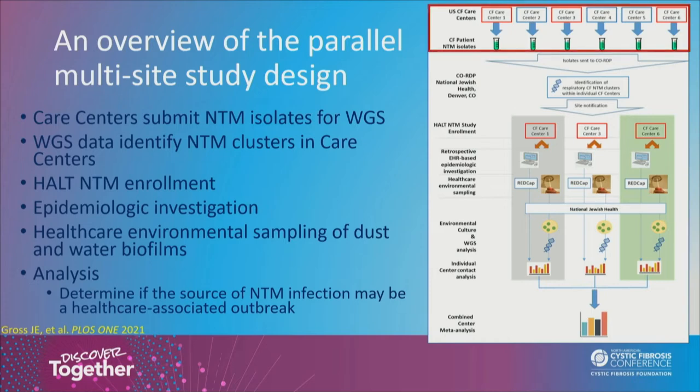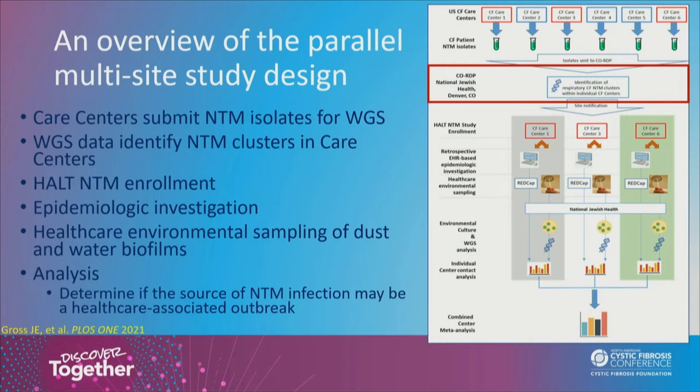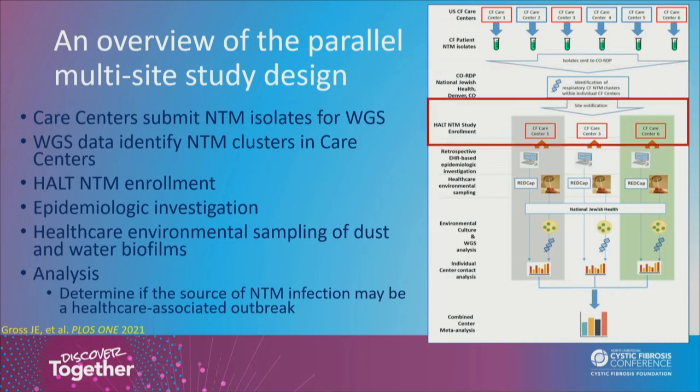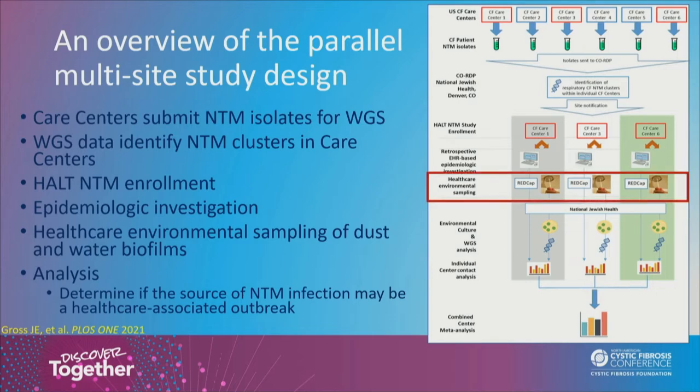This is an overview of the parallel multi-site study design, and I'm just going to walk through this with you. CF care centers across the US were able to submit NTM isolates to National Jewish for research purposes. In our hands, all these isolates underwent whole genome sequencing, and we utilized that data to identify clusters of NTM subjects that receive care in a single center. We informed centers of these findings, and they were offered enrollment into the HALT-NTM study. If they accepted, individual centers underwent standardized epidemiologic investigation. They also performed healthcare environmental sampling of dust and water biofilms from the hospital and clinic settings. Then we performed final analysis to determine if the source of NTM infection may be a healthcare-associated outbreak.